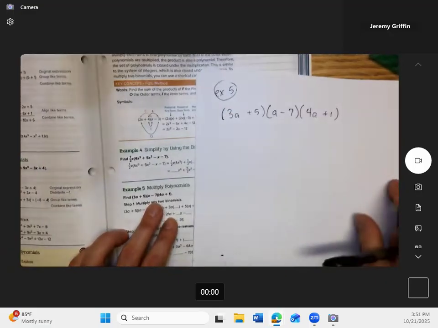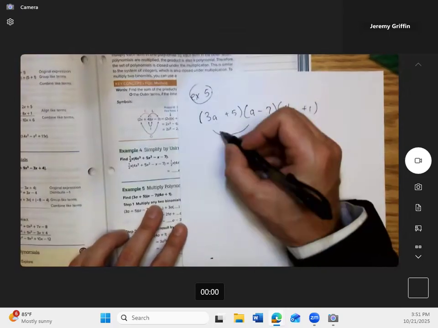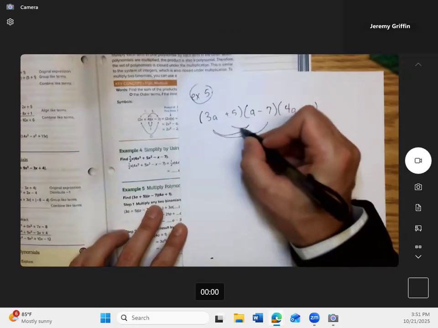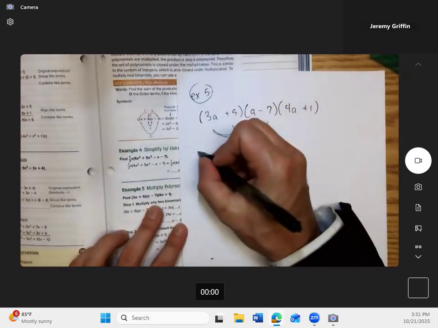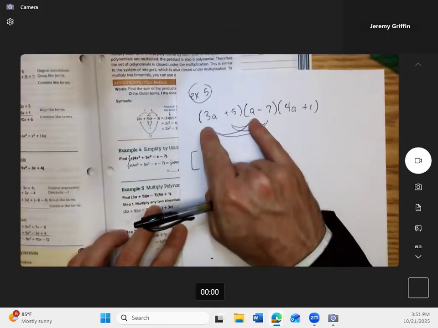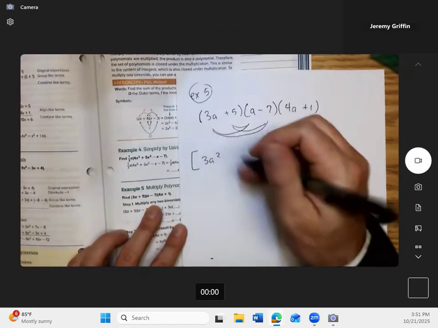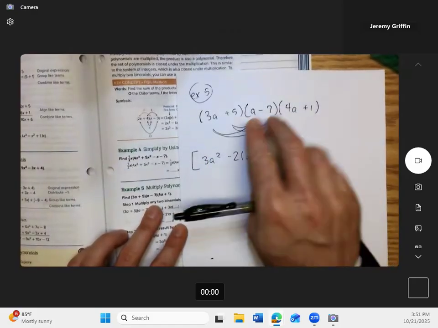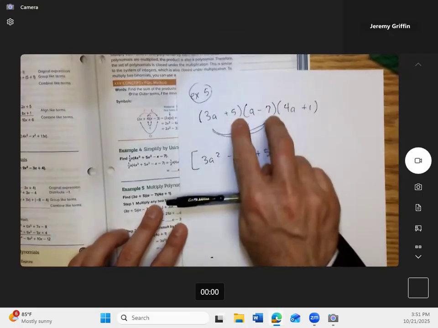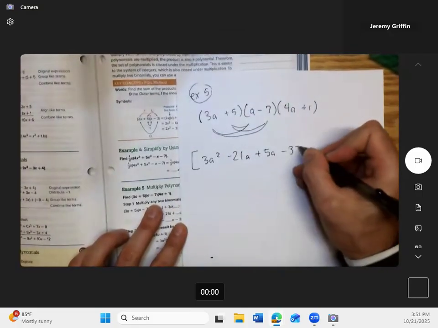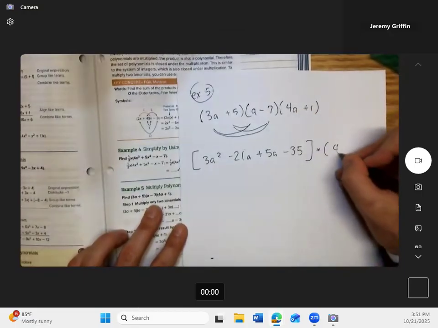I think I need to FOIL these first two expressions first, outside, inside, last. Right? And I'll worry about this one later. So let's start with this. First, we've got 3a squared minus 21a plus 5a, and then minus 35. Okay, now it's all multiplied by this 4a plus 1.